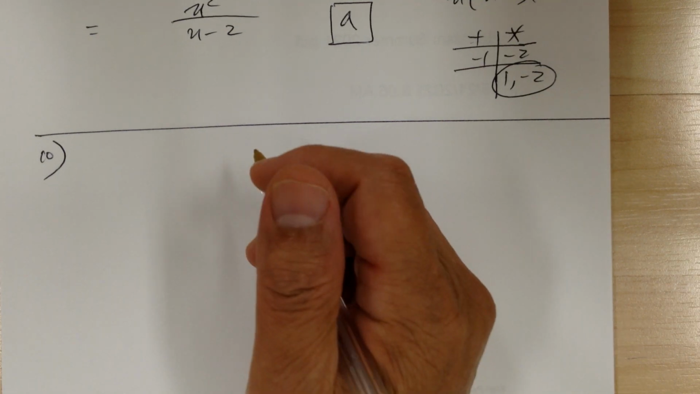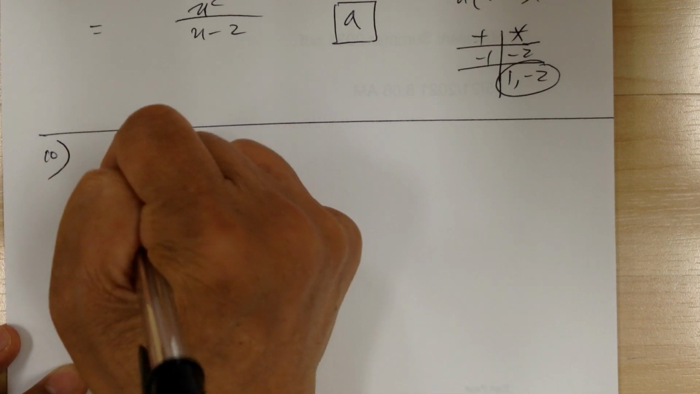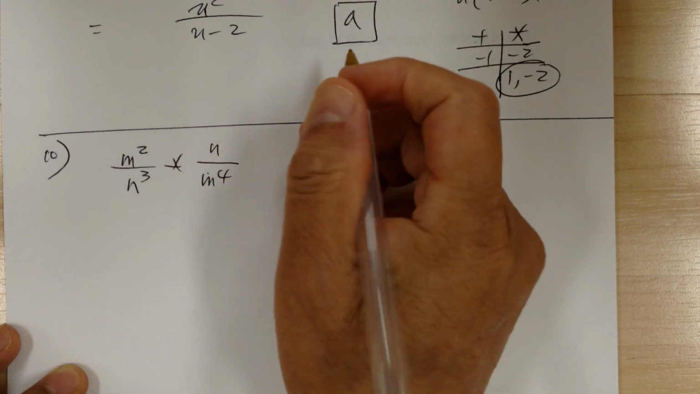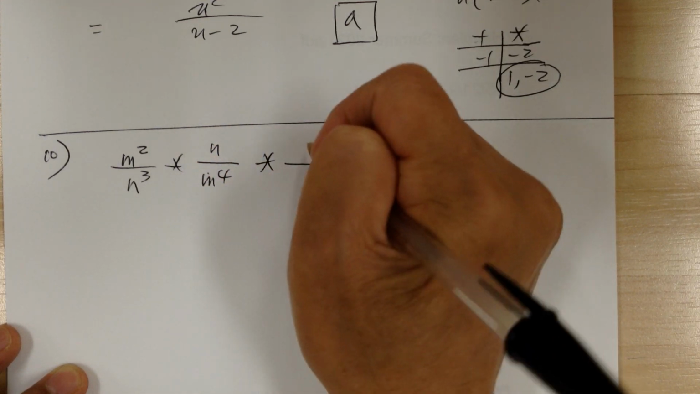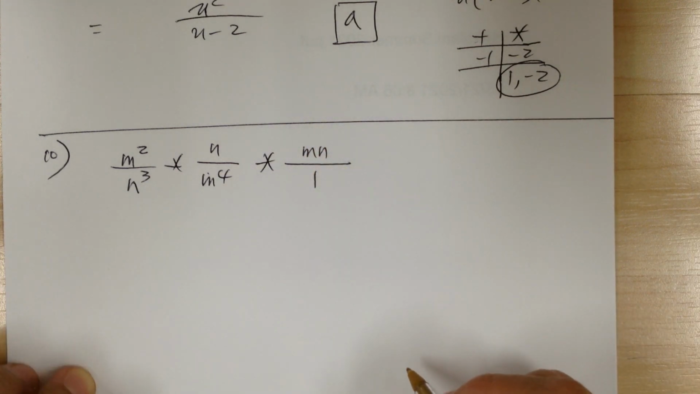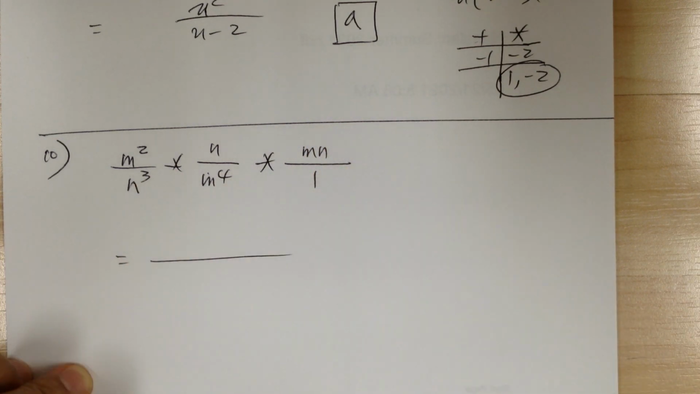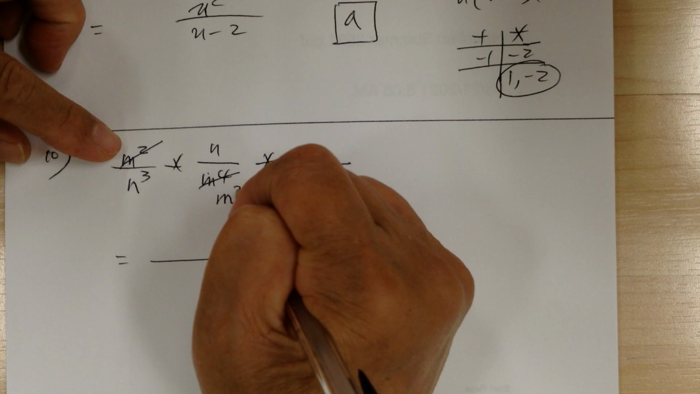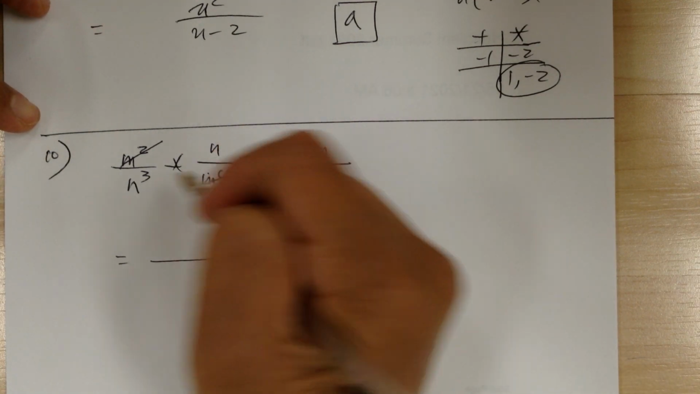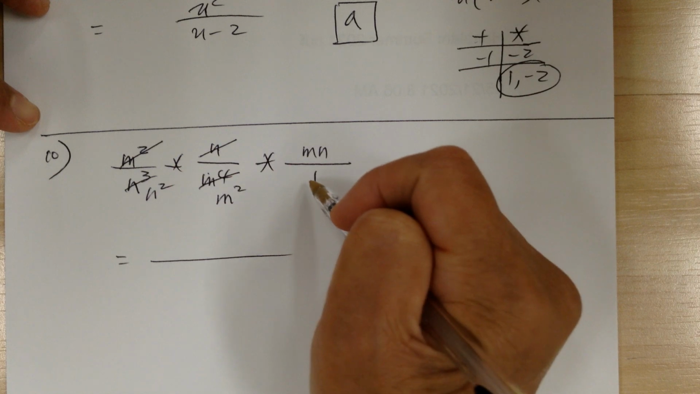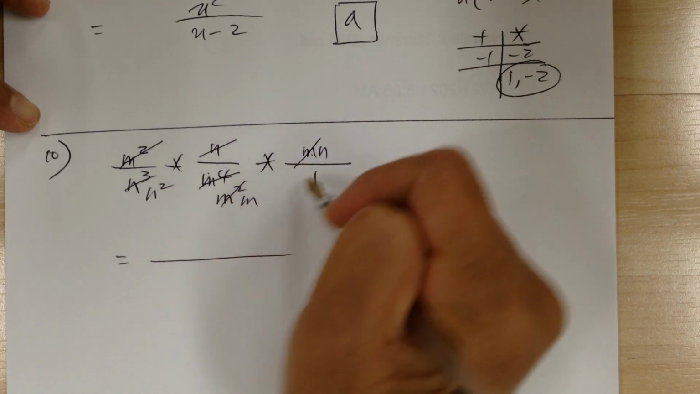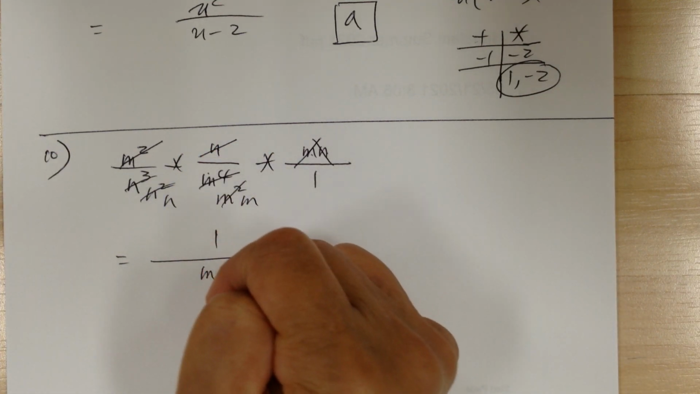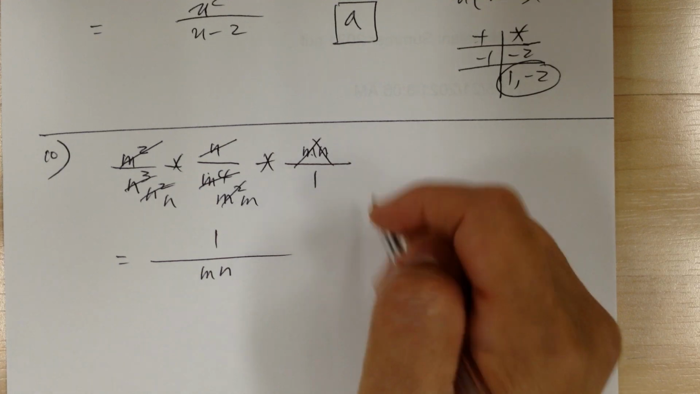Okay, number 10. You have m squared over n cubed divided by m to the 4 over n. Now this is division, so I'm going to change into multiplication, and I'm going to flip upside down. Okay, now next you can go and start to cancel things out. You just go down the list. So m squared cancels with m to the 4, you get m squared on the bottom, and n cubed, so you cancel, you're going to get n squared. This one you got another m, so cancel out, you get m. The n cancels out with this, you're going to get n. So you're going to get 1 over m n. And this would be answer C.